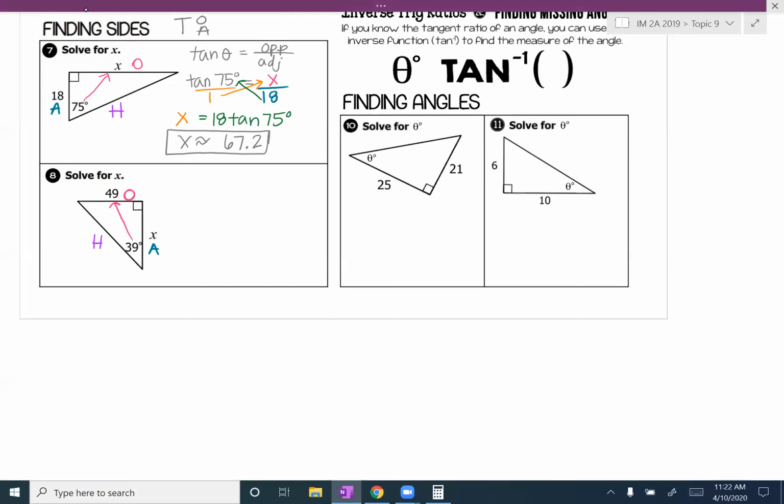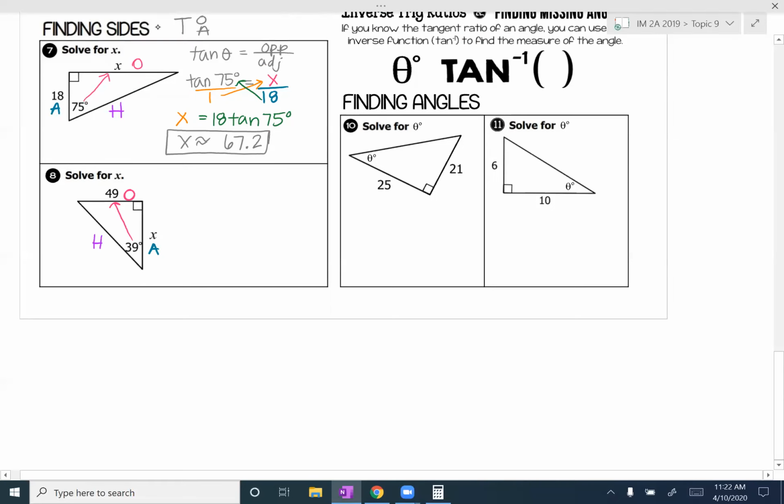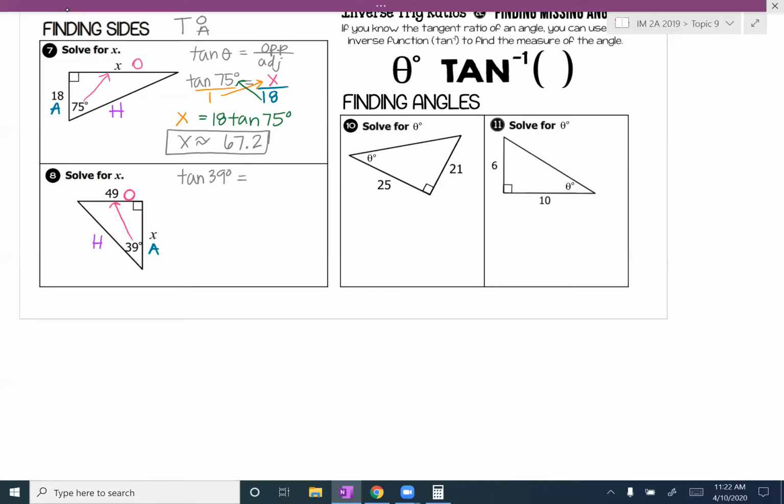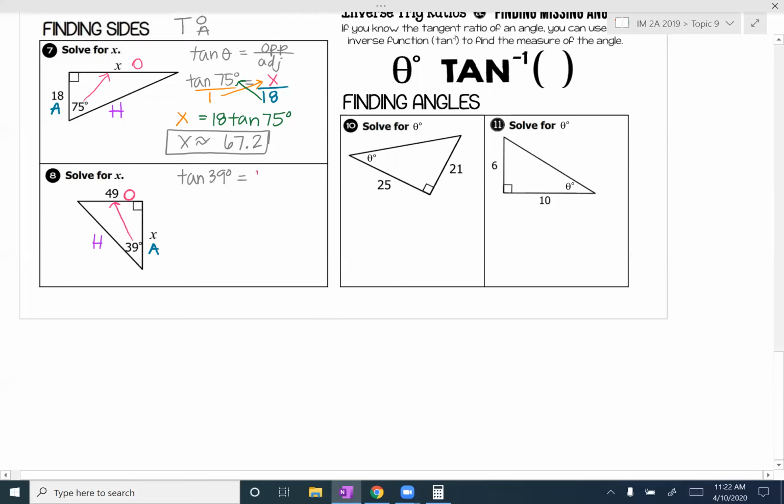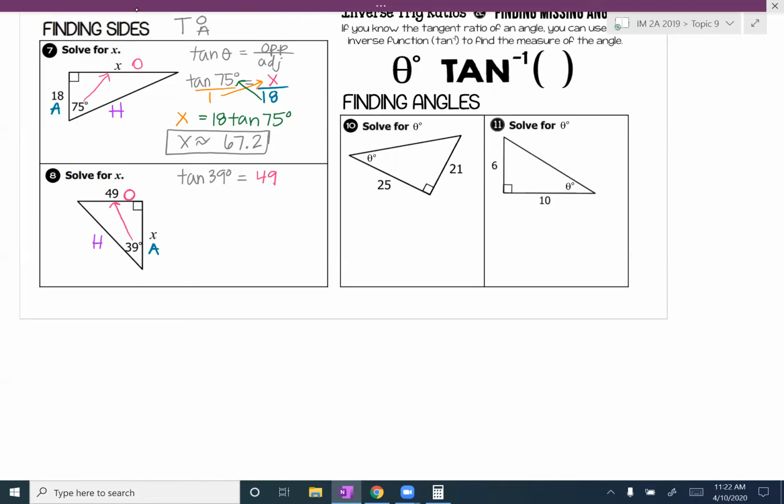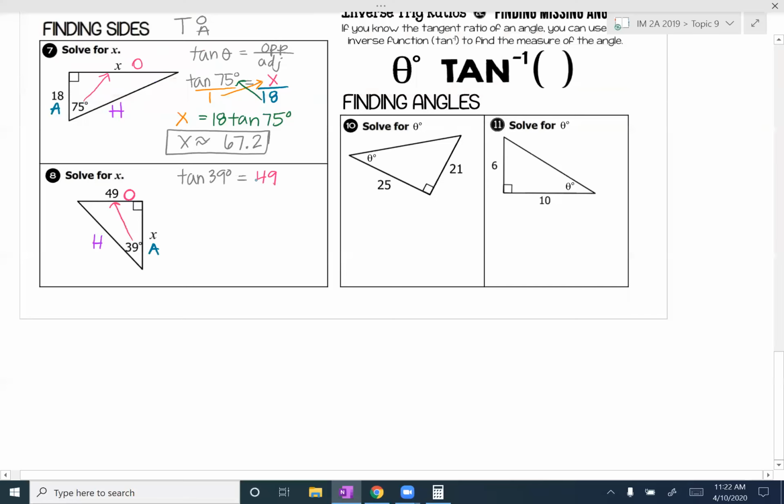So we're still using that same equation. Tangent of theta is equal to opposite over adjacent. So in this case, theta is 39 degrees. So tangent of 39 degrees is equal to, this time, 49 over x. And so notice that what's different here is that our x is in the denominator as opposed to the numerator. So the process for solving is going to look a little bit different after the first step, because I still have a non-fraction equal to a fraction. So I want to put this over 1.